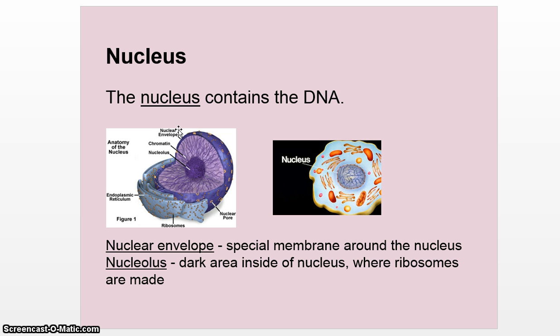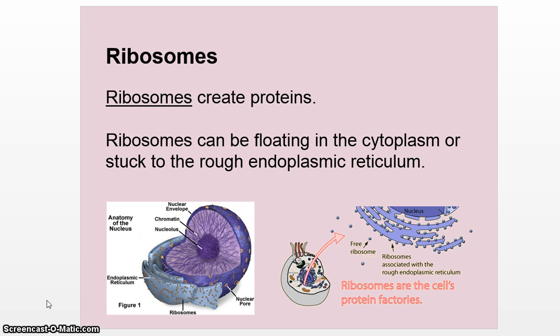Around the outside of the nucleus, you have something called the nuclear envelope. It's just a special membrane around the nucleus. It's a special name for it. Inside of the nucleus, there's a dark area. That's called the nucleolus. And the nucleolus is where ribosomes are made. Ribosomes!